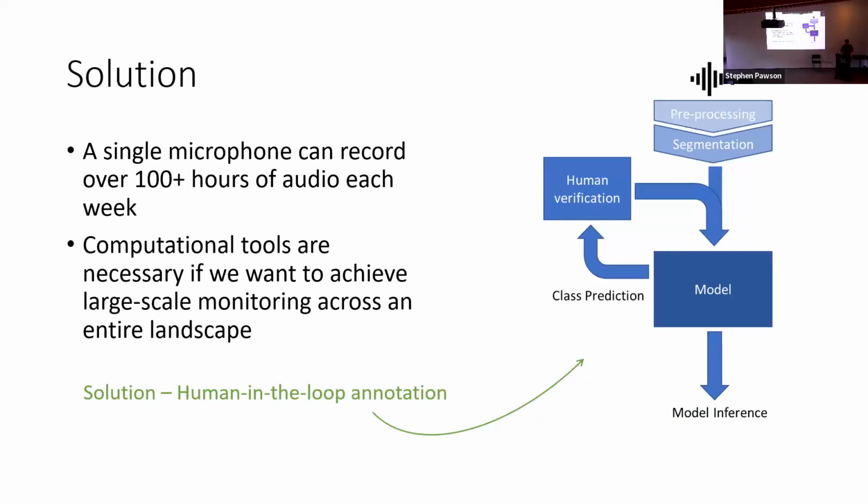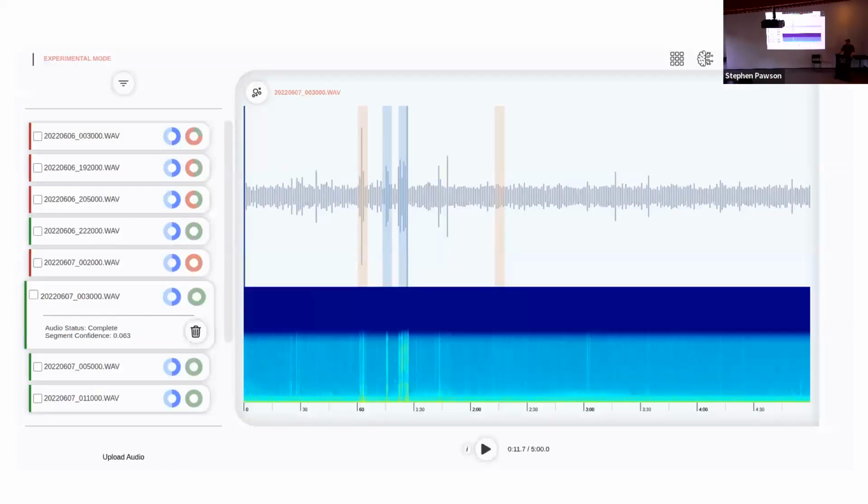So currently we have these microphones set up at Lincoln, and we're collecting over 100 hours of audio each week. And that's already a challenge for a human to go through and analyze all that data. So you can imagine if you want to extend this to a large scale monitoring operation where you have hundreds of thousands of these devices spread out across the landscape, you can see how that scales, and that becomes a really challenging problem. So we're going to talk about a human-in-the-loop annotation tool that we've been working on.